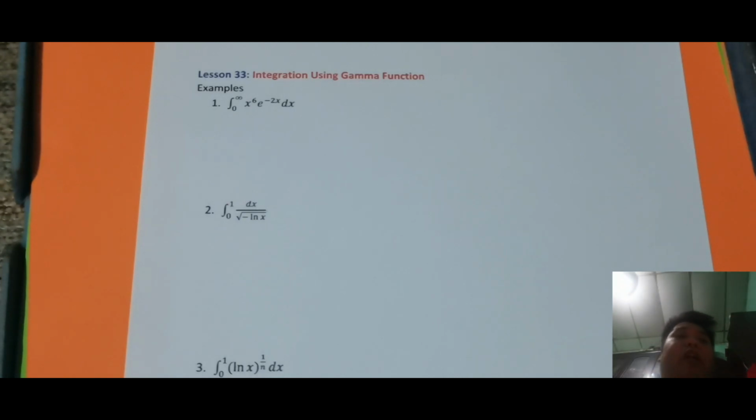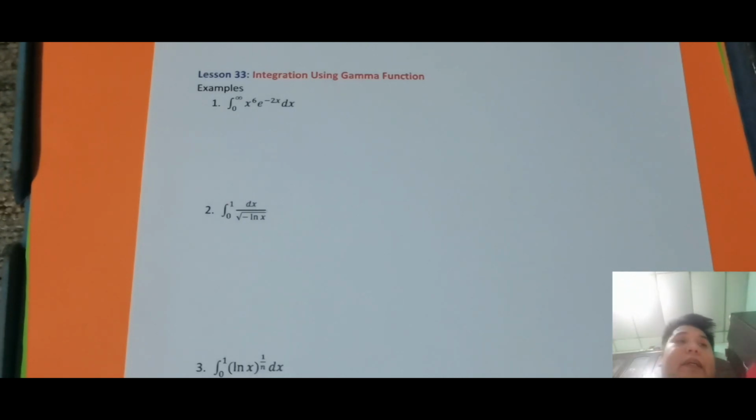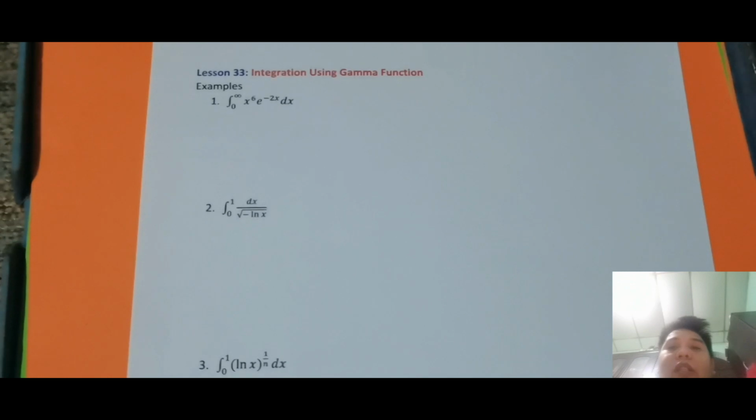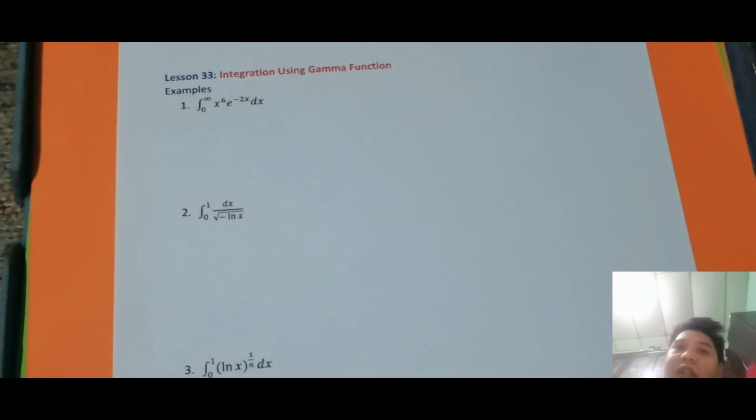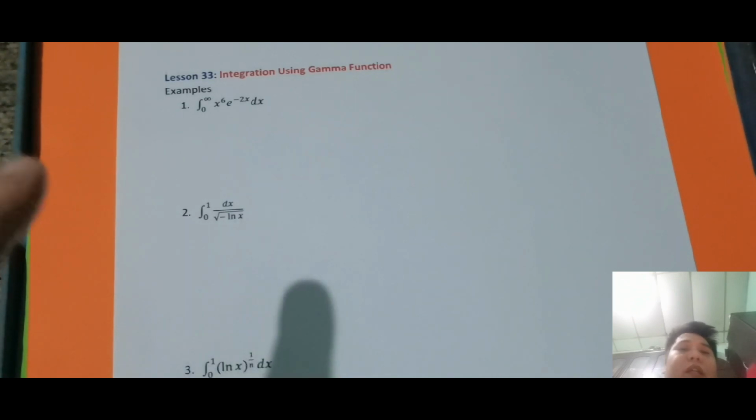So ito na yung lesson 33. So ito yung continuation ng ating gamma function. So this is integration or integral involving gamma function, or something na we are integrating through the aid of gamma function. So as long as possible siyang mapunta sa gamma function, possible siya. Gagawin natin siya. Now, as you can see, yung mga example natin, yung number 1, medyo reasonable na gamma siya. Yes, okay tayo dyan, no?